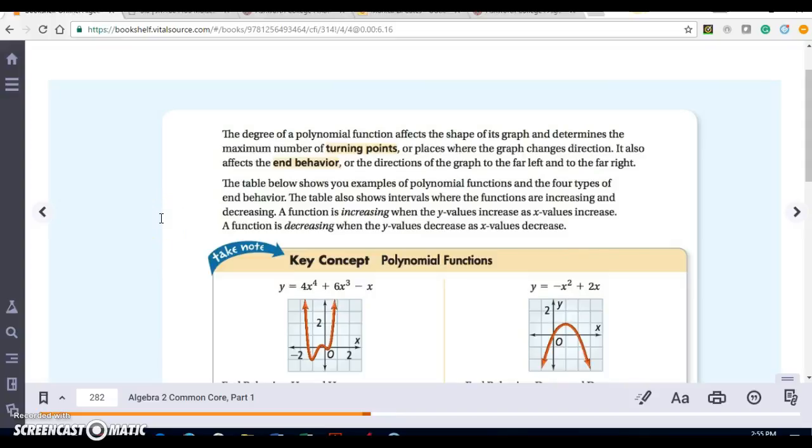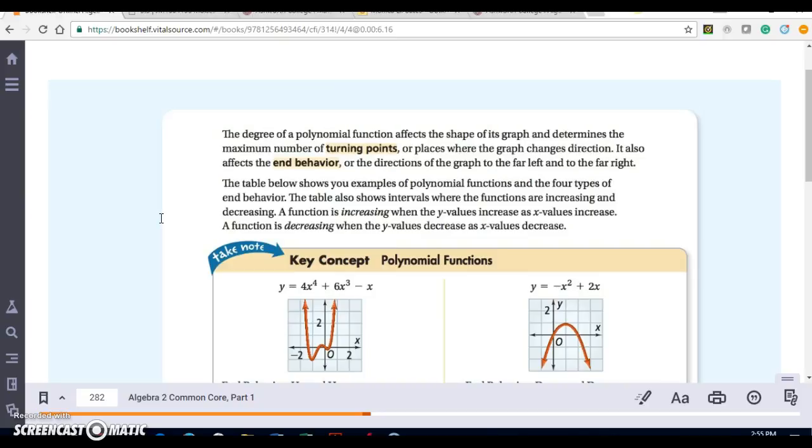Okay, let's take a look at this part. It says the degree of a polynomial function affects the shape of its graph and determines the maximum number of turning points, or places where the graph changes direction. It also affects the end behavior, or the directions of the graph to the far left and to the far right. The table below shows you examples of polynomial functions and the 4 types of end behavior.